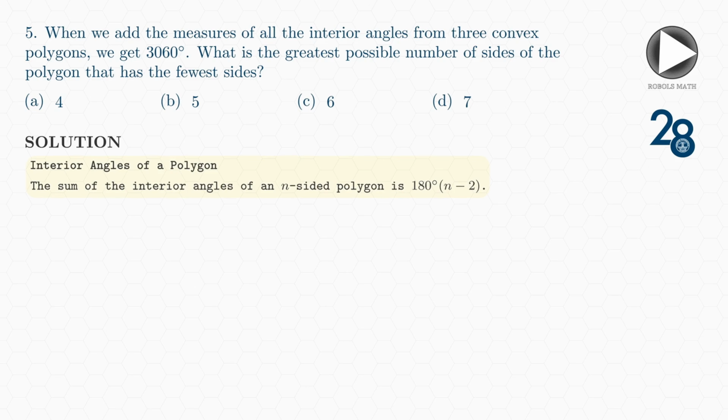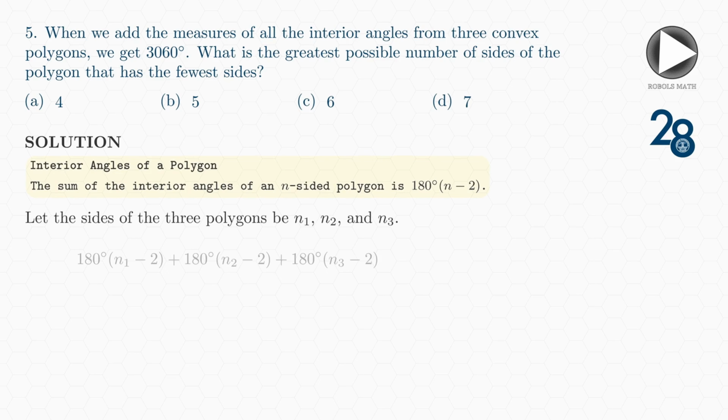Okay, so if we let n sub 1, n sub 2, and n sub 3 be the sides of the three polygons, then the sum of the interior angles for the first polygon should be 180 degrees times n sub 1 minus 2. And then for the second polygon, it is 180 degrees times n sub 2 minus 2, and so on. The sum of these three should be equal to 3060 degrees, as was noted.